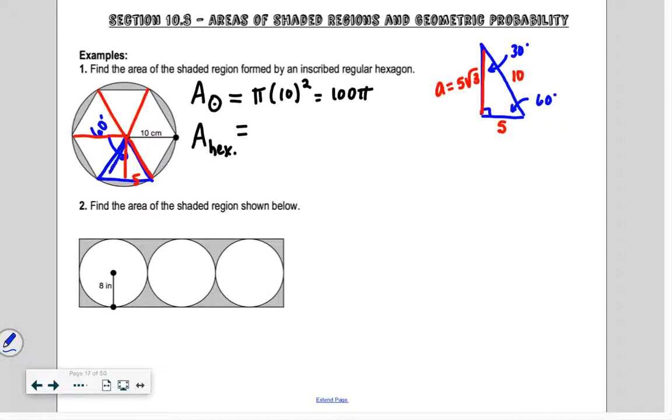Or I could say, oh, I have 6 of these triangles, and I could find the individual triangle: 1/2 base is the side length, 10, times the apothem, our height, and then multiply by 6. You'll get the same thing. So let's say I do 1/2 PA. So 1/2, my perimeter is, each side is 10, and I have 6 of them, so 60, and my apothem is 5 root 3. So 60 times 5 is 300, and when I divide by 2, I get 150. So I'm going to write this as 150 root 3.